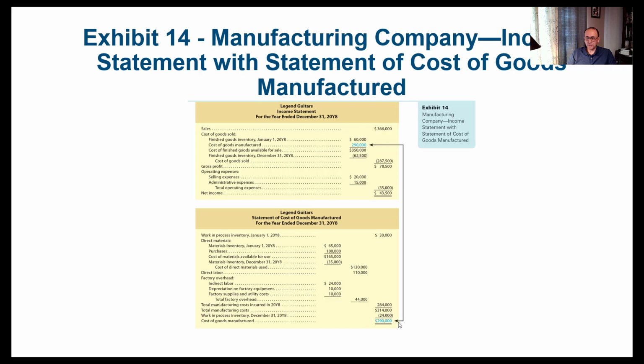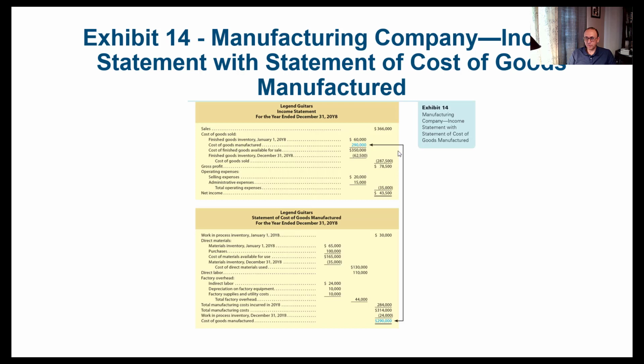I know this might be a little confusing because we have 3 levels to calculate the cost of goods manufactured. But again, you can play it one more time just to see how this is structured. So once we have the 290, we're going to use that in the income statement. Remember, the income statement will start with sales. We have the finished goods inventory was 60.